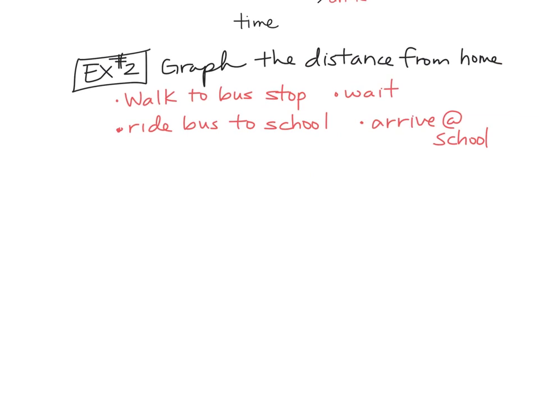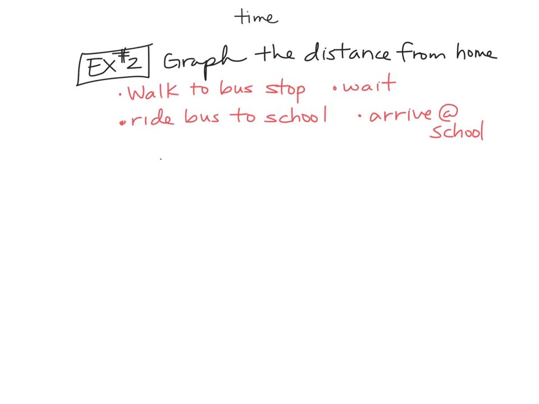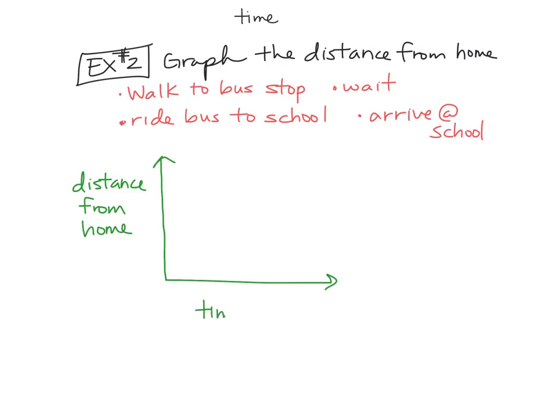Wait is horizontal, yep. This is what you're going to do, okay? First of all, it told you what to graph. It says graph the distance from home. So we're going to put the distance from home as our variable over here. What do you think our x-axis is? Time. Most of the time, it's time. Not every time, but a lot of the time. Okay, so we're talking distance from home.